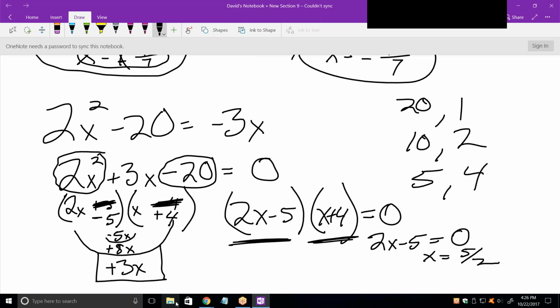Now do the other one. x plus 4 equals 0. So what's x equal to? x equals 4. Negative 4 anyway. Negative 4. So those are your two solutions.